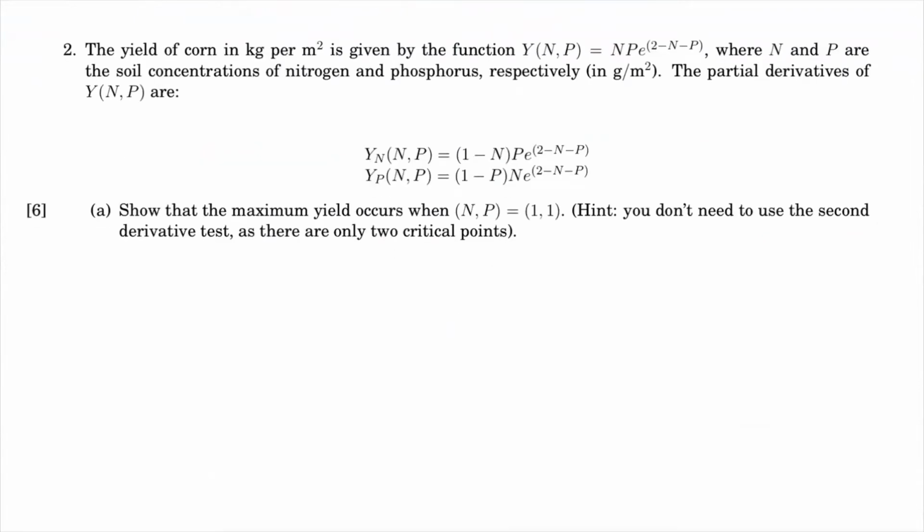Okay, question 2. We did a very similar problem to this. In fact, there's a very similar problem to the first one in one of the IQs. Here we are doing something similar to one of the IQ questions related to an agricultural yield. We're told that the yield of corn in kilograms per meter squared is given by this function here. So we have NP e to the 2 minus n minus p, where n and p are the soil concentrations of nitrogen and phosphorus respectively, measured in grams per meter squared. We're told what the partial derivatives of y are with respect to n and p.